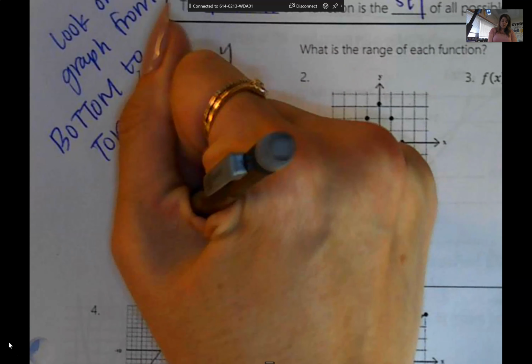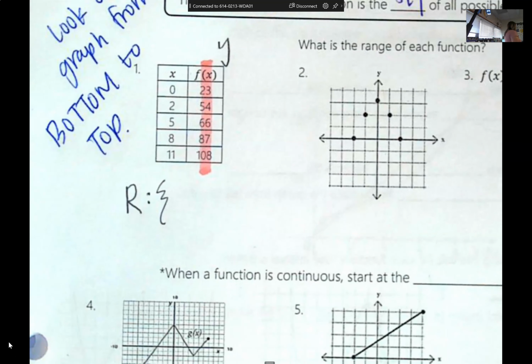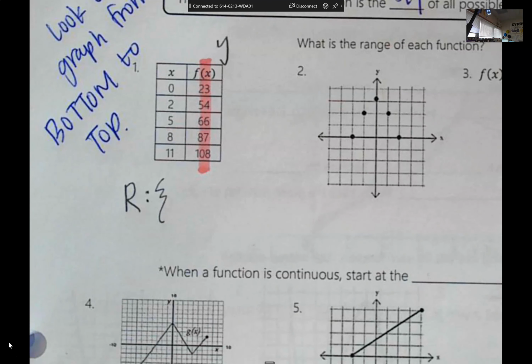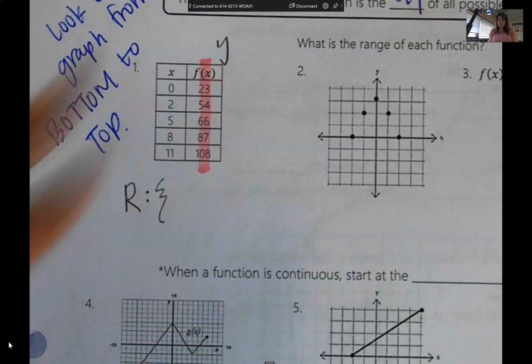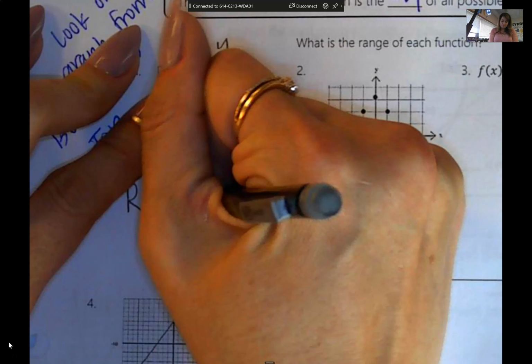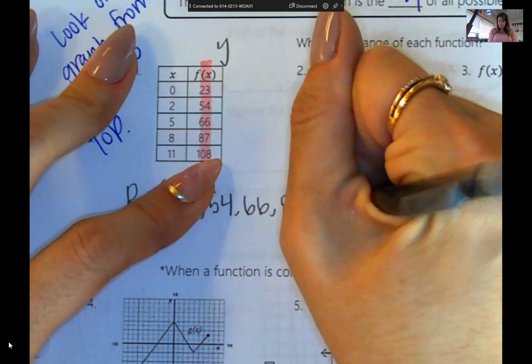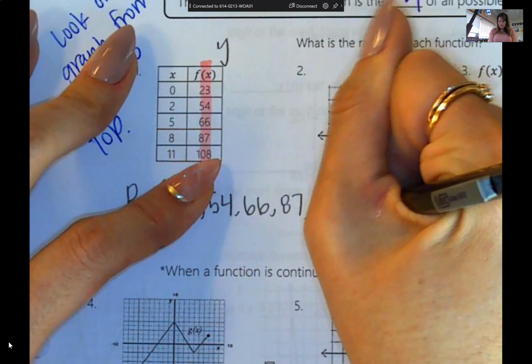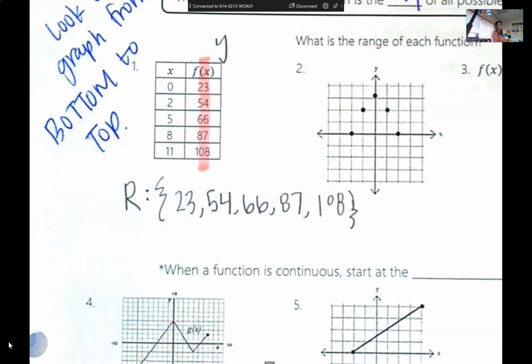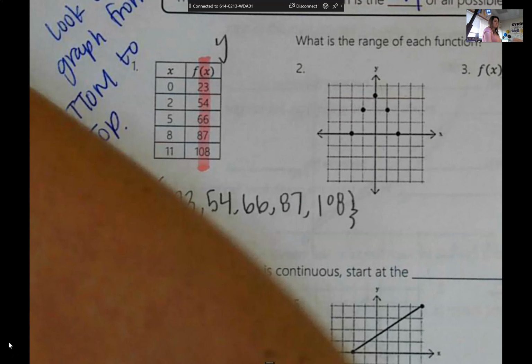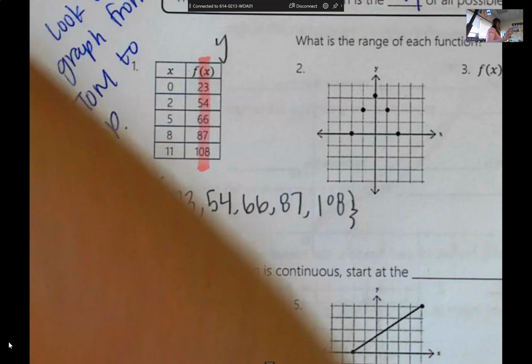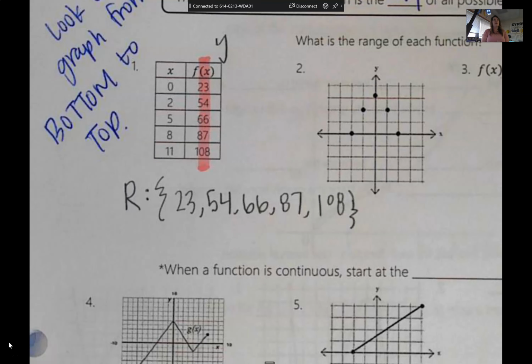So the range of this one, and we can use a capital R just to make sure it's clear, not the fancy R for all reals, just a regular capital R for range, is 23, 54, 66, 87, and 108. We put that inside the fancy brackets, least to greatest. This should sound vaguely familiar based on domain.